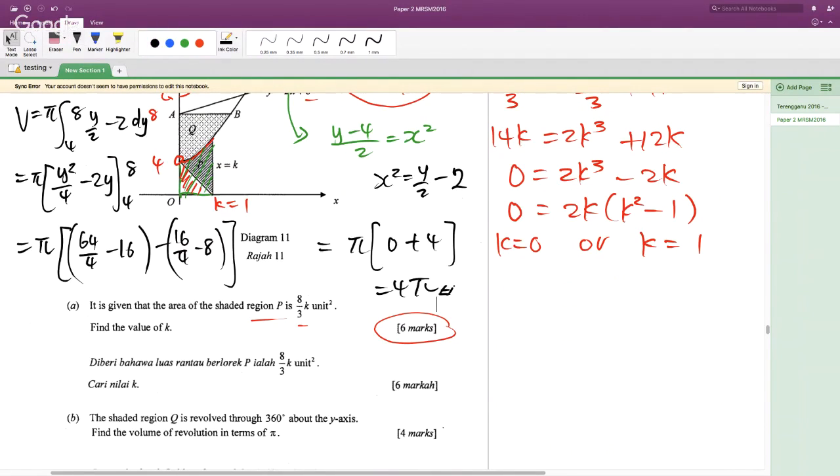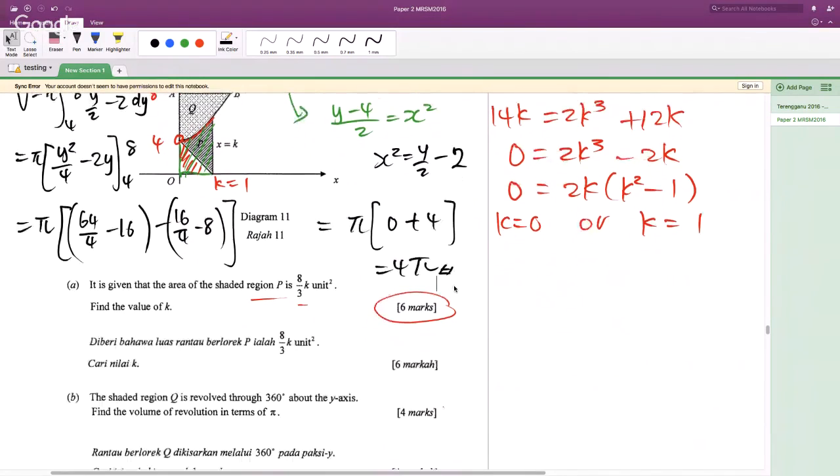Is that a correct answer for the volume? Yes, it's correct. This is how we actually find the volume revolved on the y-axis.